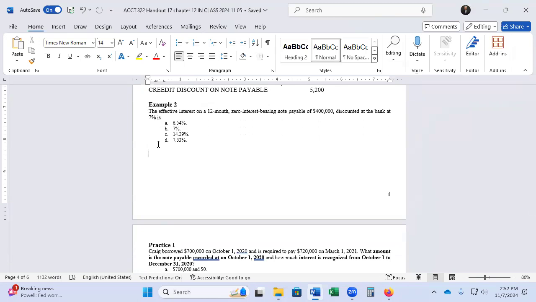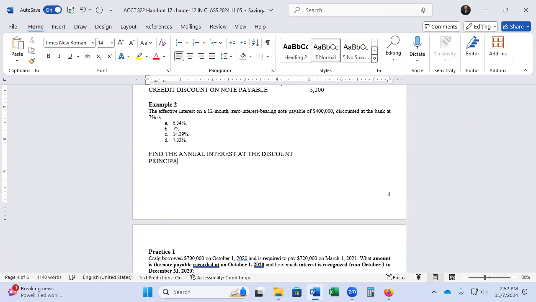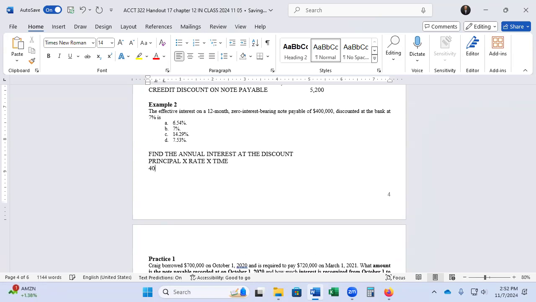So the first thing, it says the effective interest on a 12-month zero interest bearing note payable of 400,000 discounted at the bank at 7%. So we want to know the effective interest rate. So we have to find the annual interest at the discount rate. So it's principal times rate times time. And here we have 400,000 multiplied by 0.07, the 7%, and then multiply that by 12 over 12 because that's 1 year. And that equals 28,000.